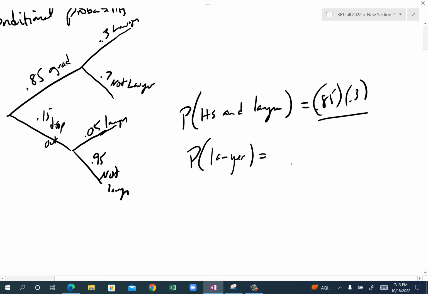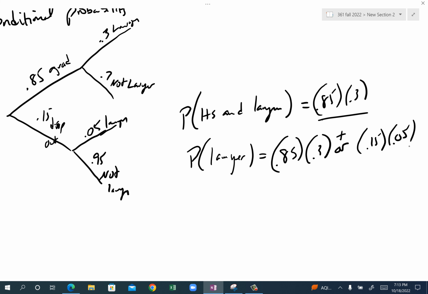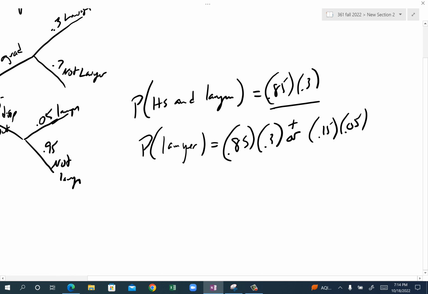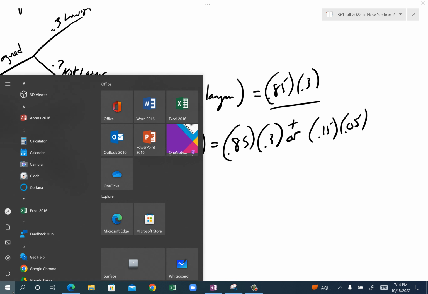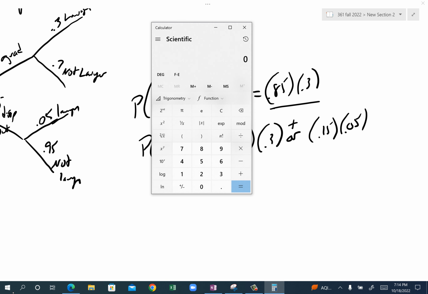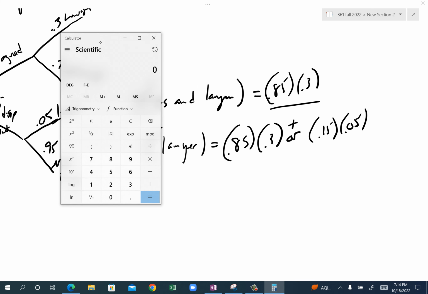Either this, or, so plus this. That's the probability you end up being a lawyer before anything happens. Okay, this is before anything happens. Anything goes. A lot of things could happen. And so let's just see what that busts out to real quick.